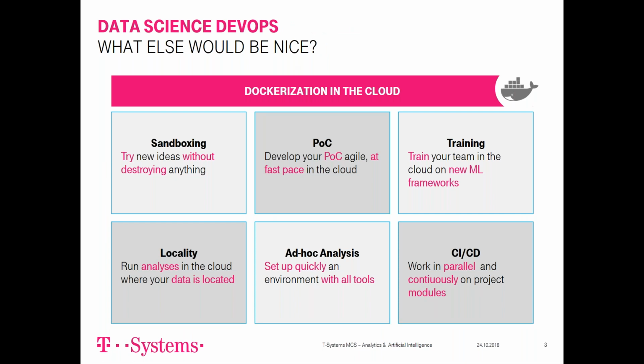And then we thought, okay, if we offer such a service, what else would be nice for data scientists? We're offering our platform as a service on top of OpenShift. I will come to that later. And this is based on Dockerization in the cloud. And this can offer a lot of different things, and I will briefly go through them here. First, we want to do sandboxing. That means we want to try out new ideas quickly, but without destroying anything.